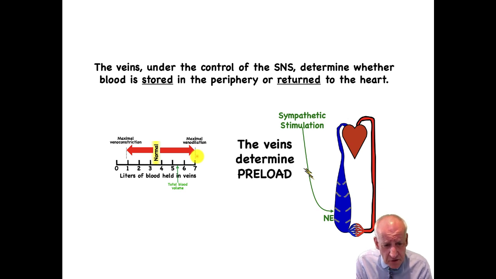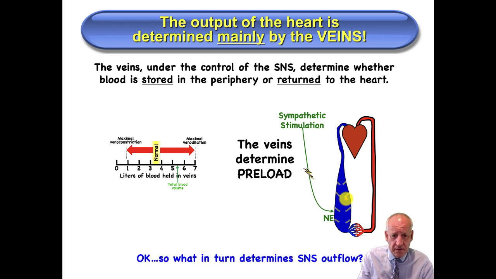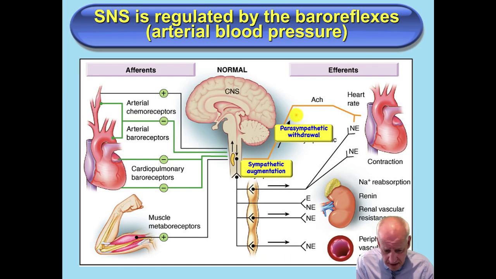So the veins determine the preload. And because venous return and preload are the major determinants of cardiac output, we can conclude that the output of the heart is determined mainly by the veins and their control by the sympathetic nervous system. Okay, so what in turn determines the sympathetic outflow? Well, that's a large question, and we're going to get to that in a couple lectures.